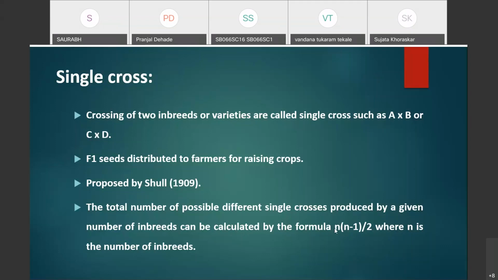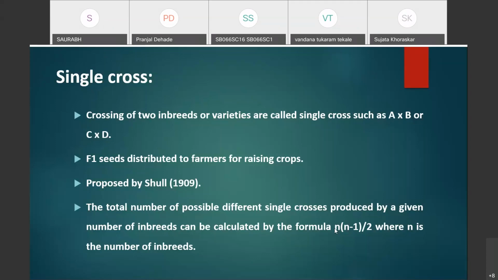For example, A into B, A into C, A into D, then B into C, B into D, and the last one, the sixth one, is C into D. These are the number of possible crosses when n inbreds are available.